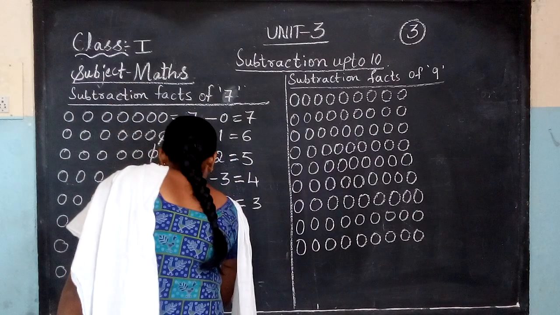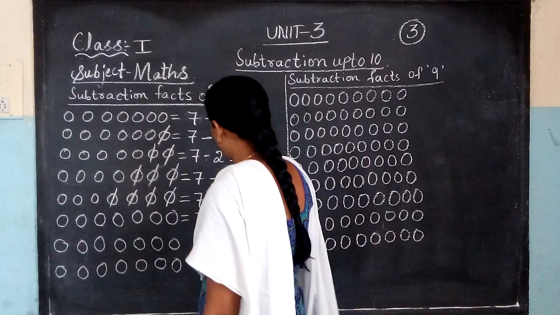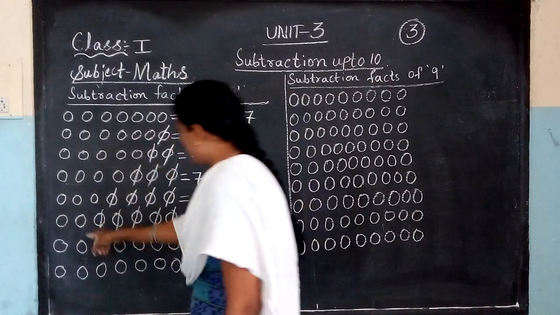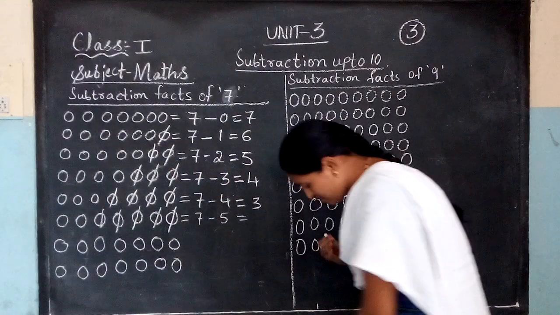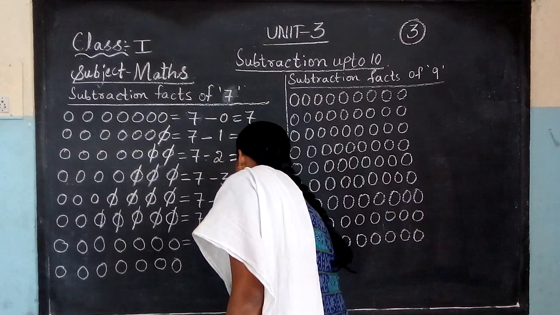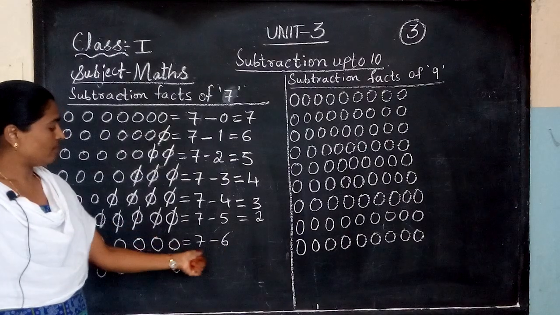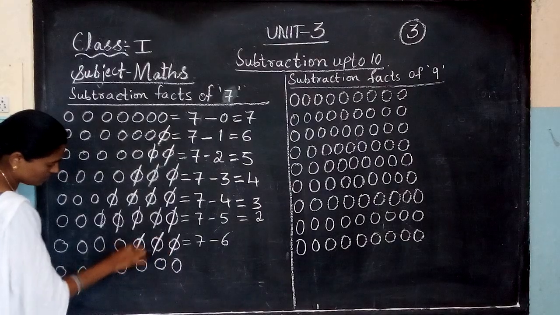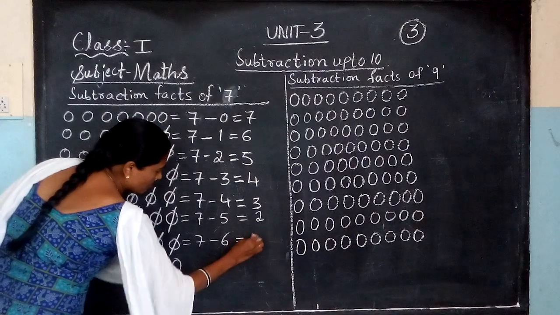Here also 7 minus 5. From 7 if you cut away 5, how many are remaining? 1, 2, 3, 4, 5. Remaining how many are there? 1, 2. Here also 7 minus 6. From 7, how many do you have to take away? 6. 1, 2, 3, 4, 5, 6. Remaining, what is this? Is equal to 1.